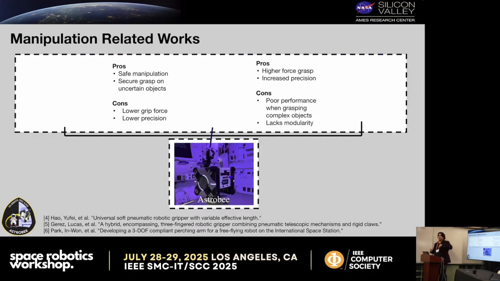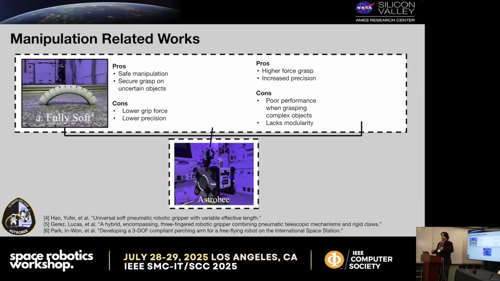In terms of free-flying manipulation, there already has been work on soft manipulation, and it has a lot of pros. Soft manipulation is very safe, thinking in terms of on-orbit use, so it's very crew safe. Unlike rigid alternatives, it provides a nice way to not harm both the objects it's grasping as well as nearby objects, and it also offers a secure grasp on the object in question. But some of the cons are that it has a lower grasp force, as well as a lower precision than rigid options.